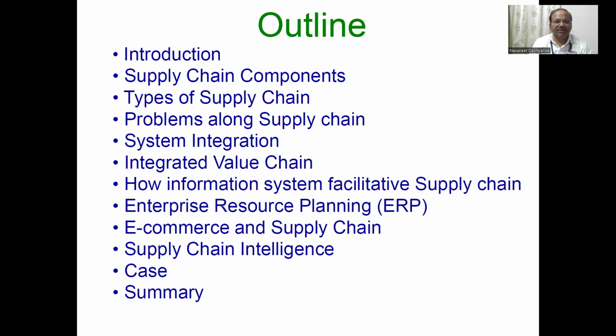Let's now see the outline. To begin with, we have the introduction. Then we have supply chain components. We then go on to the types of supply chains, problems along the supply chain, system integration, integrated value chain, how information systems facilitate the supply chain, and enterprise resource planning. From there on, we go to e-commerce and supply chain intelligence. If we have time left, we'll also have some case studies, ending with a summary.